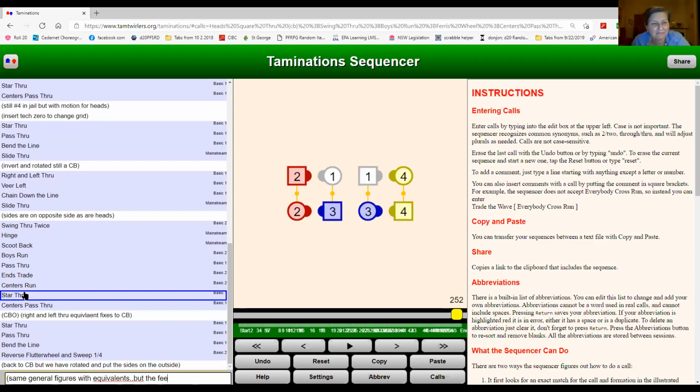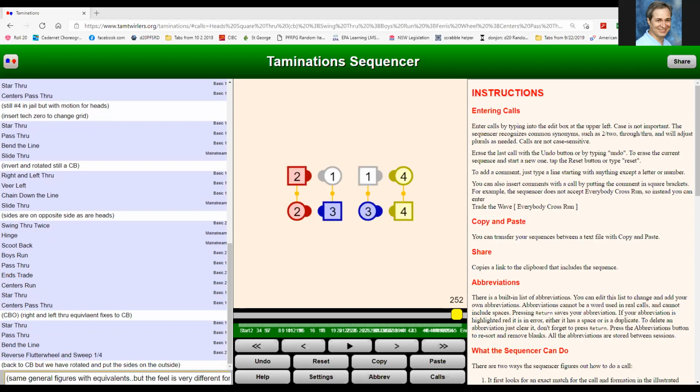Yes, I do, Michael. Instead of that pass through, we have facing lines and then pass through and bend the line. Why don't you do a cast off 3/4 from that and keep everybody moving forward? Yeah, that's better. In fact, nice to point that out, Phil, that the pass through bend the line followed by our reverse flutter wheel isn't the best flow.